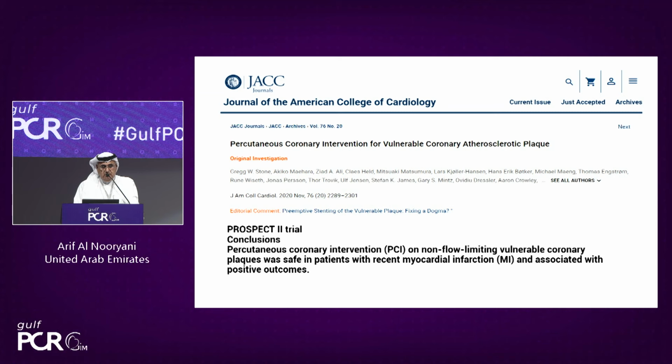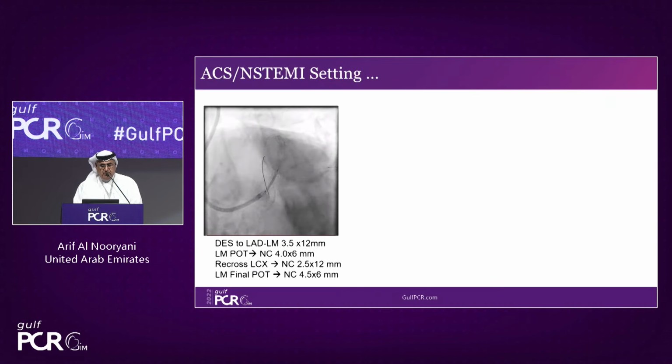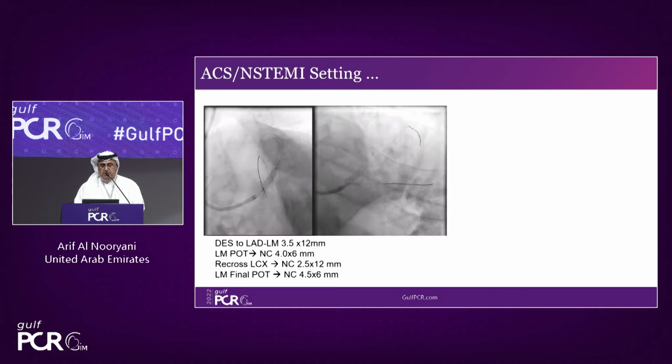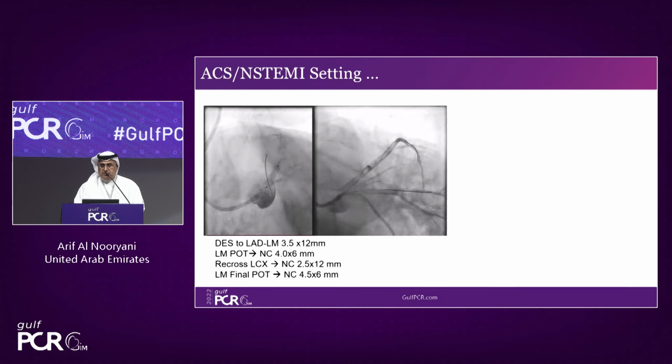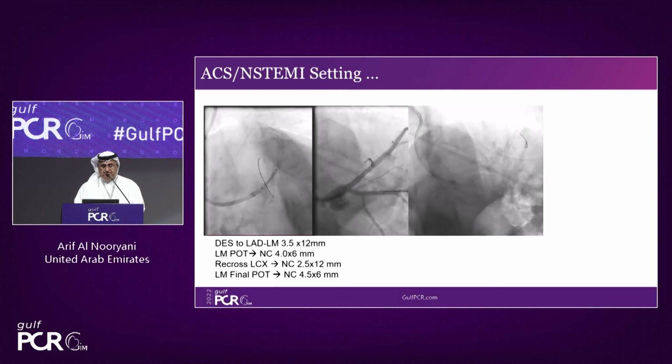If we go back to what's been published by Greg Stone in the American College of Cardiology, the PROSPECT 2 trial, percutaneous coronary intervention on non-flow-limiting vulnerable coronary plaques was safe in patients with recent myocardial infarction and associated with positive outcomes. So we decided to follow that and stent that one with the optimization technique, and that was a provisional stenting with a good result.